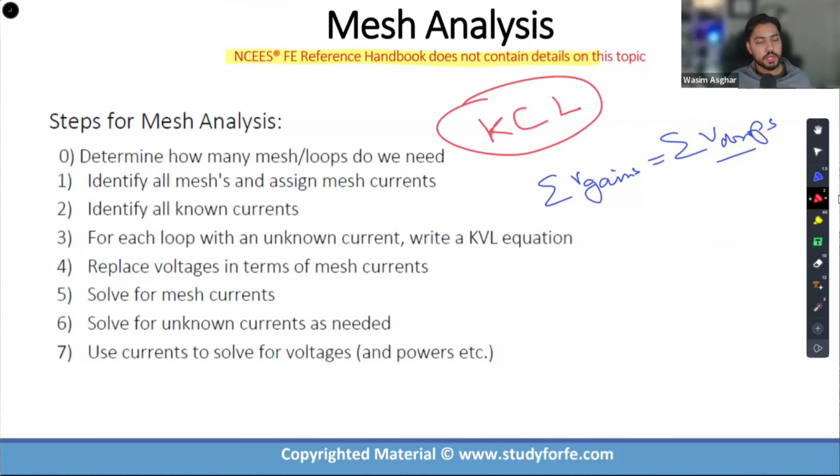KCL. There are certain circuits that can be easily solved with mesh analysis, much more easily than KCL, and there are certain circuits that can be more easily solved by KCL. But KCL is by far the most robust, the most versatile, and the most effective circuit analysis technique that can rescue you in any situation.